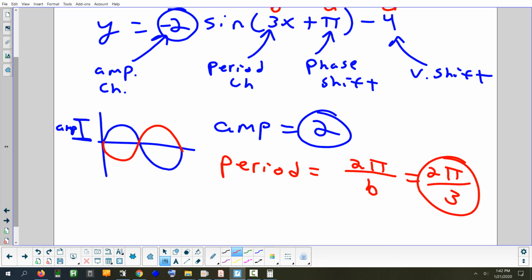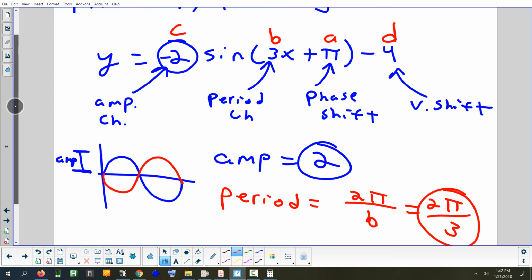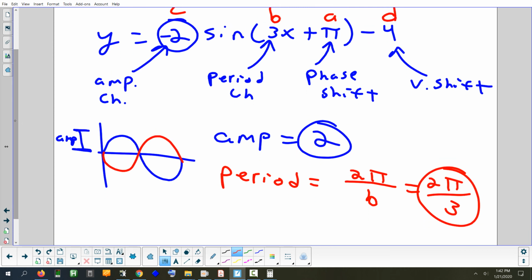Does that pi symbol have to do anything with the phase shift that you just wrote? No. Nope. This formula 2 pi over b is always the formula that you use when you want to find the period. That's just the formula you use.